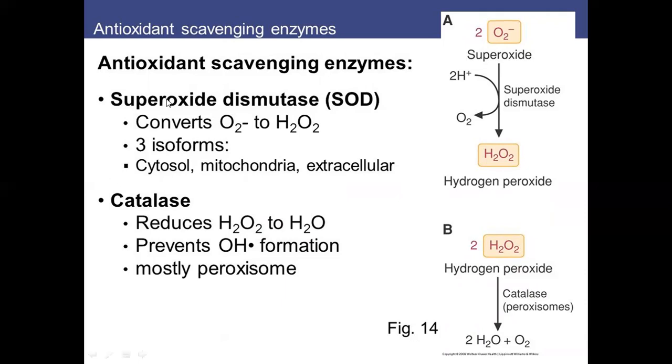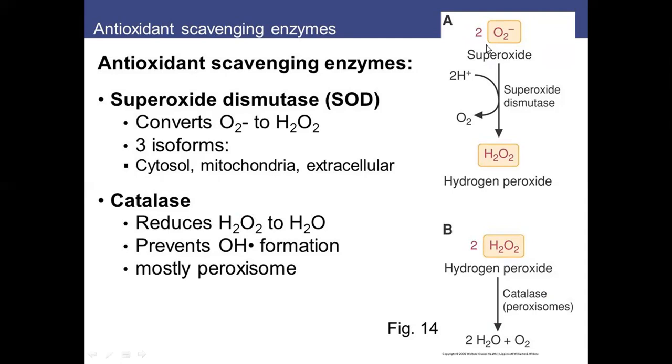Here I'm going to mention the superoxide dismutase, abbreviated SOD. You can see here how the superoxide dismutase converts the O2 minus, the superoxide anion, to hydrogen peroxide. You have to know that the superoxide dismutase exists in 3 isoforms. One exists in the cytosol, another one in the mitochondria, and another in the extracellular medium.